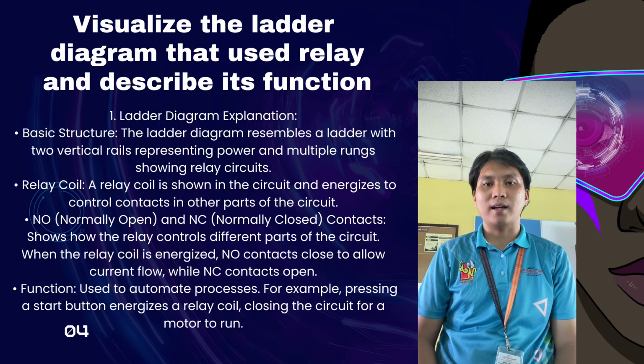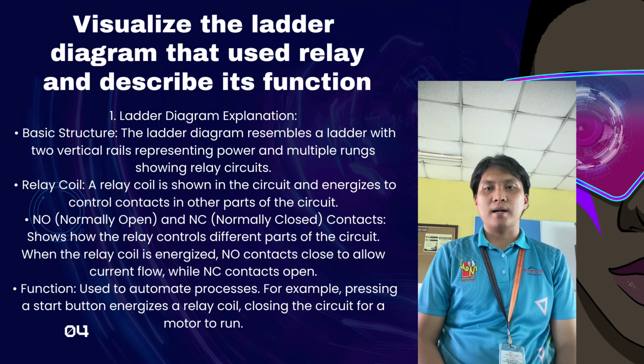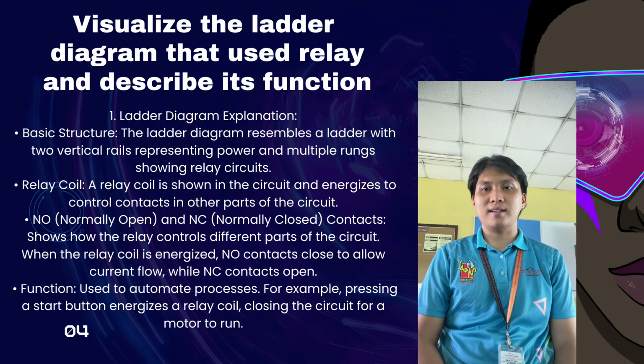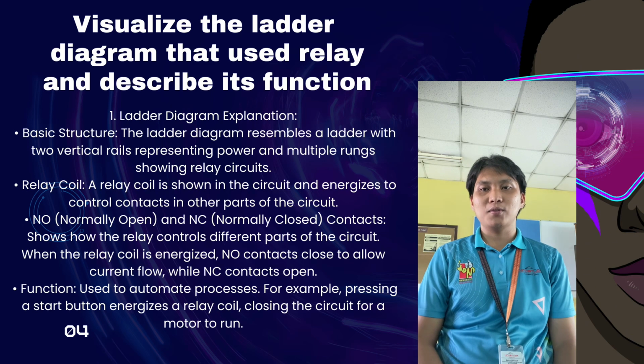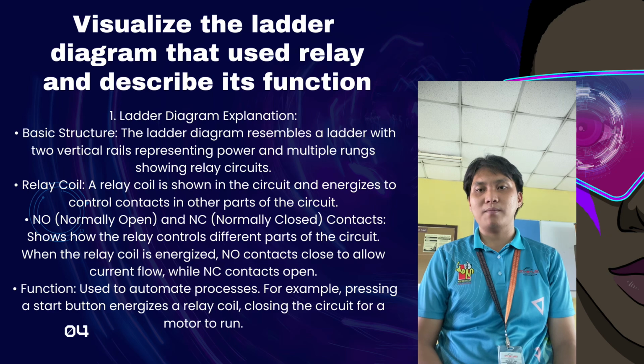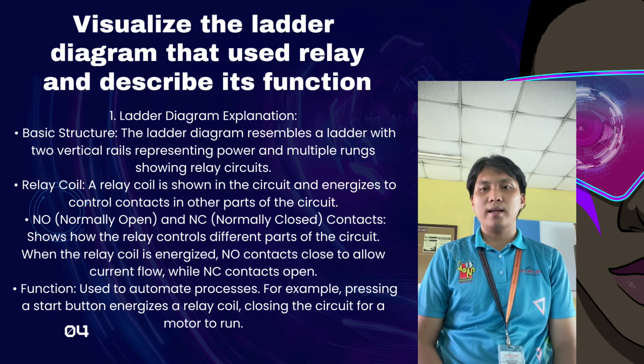Yang kedua, relay coil. Next, relay coil. A relay coil is shown in the circuit and energized to control contact in other part of the circuit. Okay. Next, NO, normally open, and NC, normally close contact. Show how the relay controls different part of the circuit. When the relay coil is energized, NO contact close to allow current flow, while NC contact open.